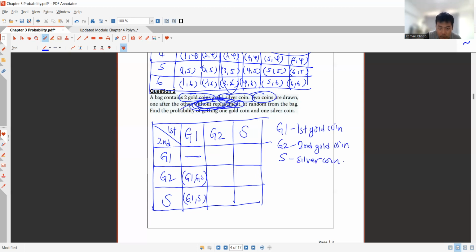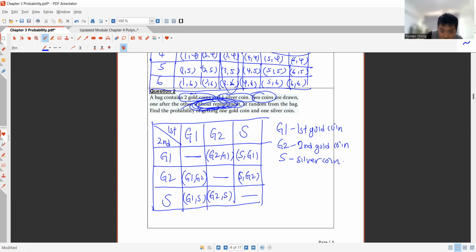Okay, next, when I choose G2 in the first place, meaning that I still can get G1, right? So you write G2, G1. But you can't get G2 anymore, so here you put a dash. And the third one, if you pick G2, of course, there is a possibility for you to get that silver also, which means that this one is possible. And the last one, if you pick a silver coin in the first place, there is a possibility to get G1 because it's still there. And also you have a possibility to get G2, but this is not possible because you don't have two silver coins, because you never put back. So these are the possible outcomes.